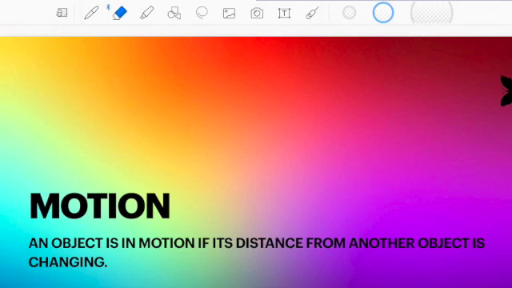So let's start. First of all, motion. We already know that it has to do with an object moving or changing distance from one place to another, okay? Remember the butterfly activity we did together?